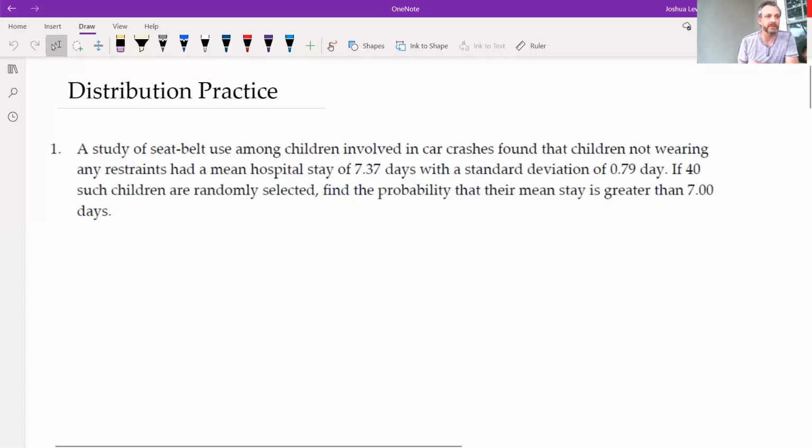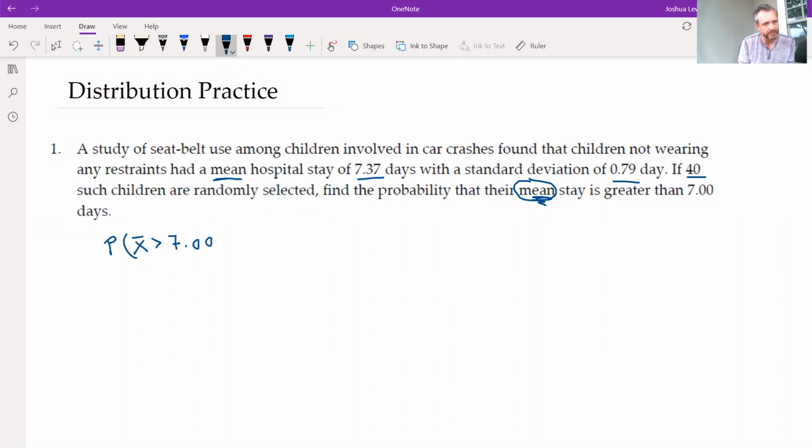So the first ones we're going to go over are this distribution practice. I have a study of seatbelt use among children involved in car crashes. It found that children not wearing any restraints had a mean hospital stay of 7.37 days, standard deviation of 0.79 day. 40 such children are randomly selected. Find the probability that their mean stay is greater than 7 days. Notice the emphasis here on mean, right? The probability that the mean is greater than 7 days.